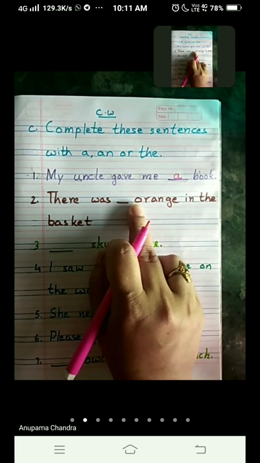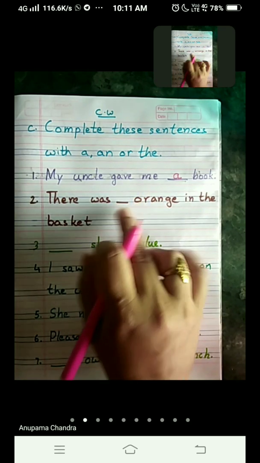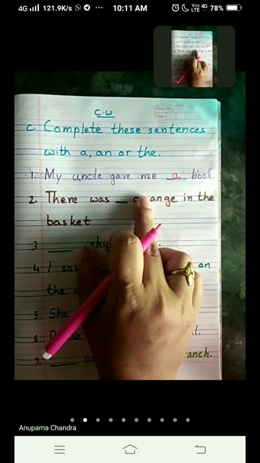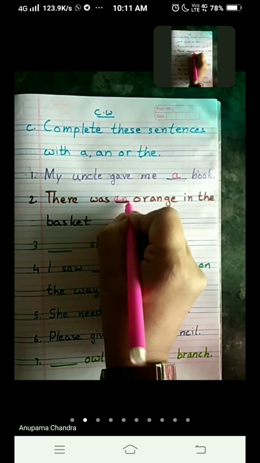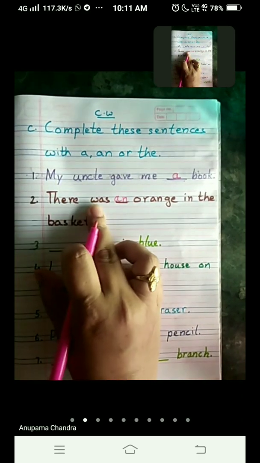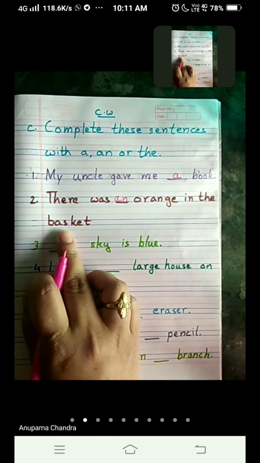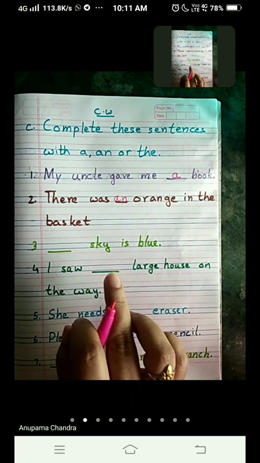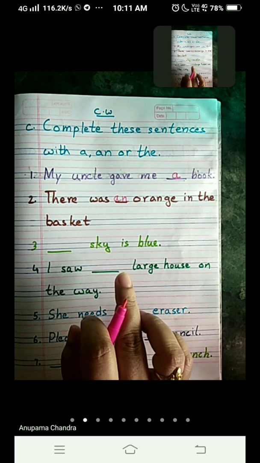As you can see children, the first letter is O, that is a vowel. What are vowels? A, E, I, O, U, right? And before the vowel, we are going to write an. A, N, an. There was an orange in the basket. Okay? If you remember the vowels A, E, I, O, U, it will be easier for you to know where to write a and where to write an.